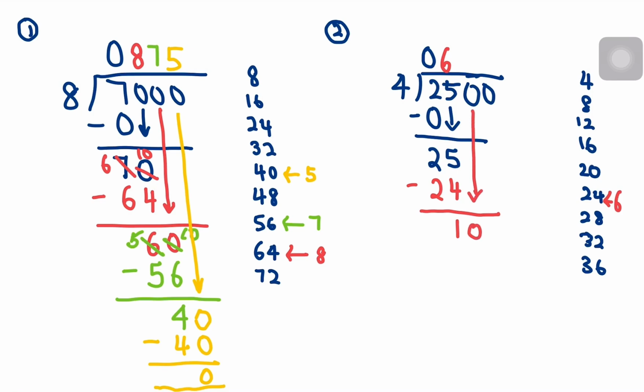So, how many groups of 4 can I find in 10? Can you find the number 10? No. Then what's the closest number? Is it 8 or 12? 10 can minus 8 or can minus 12? Only can minus 8, right? So I will draw my arrow at 8. And then count and write on top. 1, 2. So this is number 2.